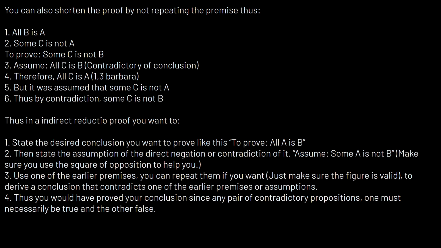Third, use one of the earlier premises. You can repeat them if you want. Just make sure the figure is valid when you're reducing a syllogism to whatever first figure or whatever syllogism you want to. Make sure the figure matches that syllogism. And derive a conclusion that contradicts one of the earlier assumptions or premises. Fourth, thus you would have proved your conclusion, since in any pair of contradictory propositions, one must necessarily be true and the other false. So if I show that, for example, in a pair of contradictions, that one is false, then the other one necessarily has to be true.